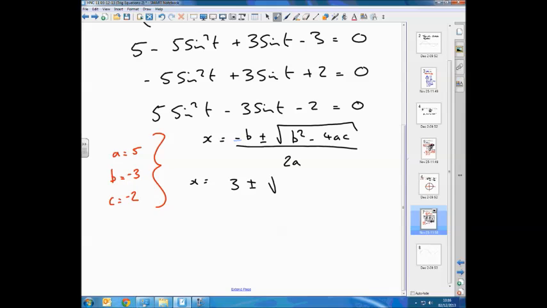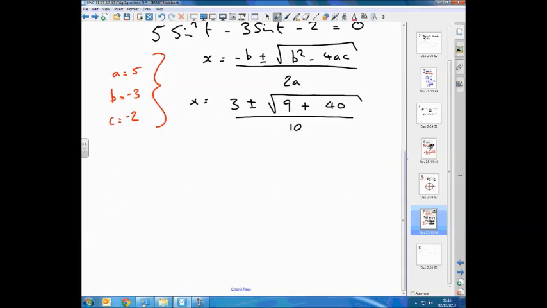Plus or minus the square root of b squared. b is minus 3, minus 3 squared is 9. Minus 4ac. Well, again, we've got a minus multiplied by a minus 2, because c is minus 2. So we end up with plus 4 times a, which is 5, 4 fives are 20, times 2, which is 20, all over 2 times 5, which is 10. So x equals 3 plus or minus the square root of 49, which is 7, over 10.